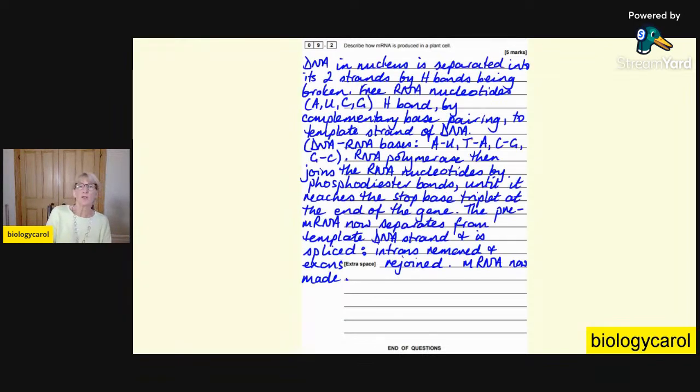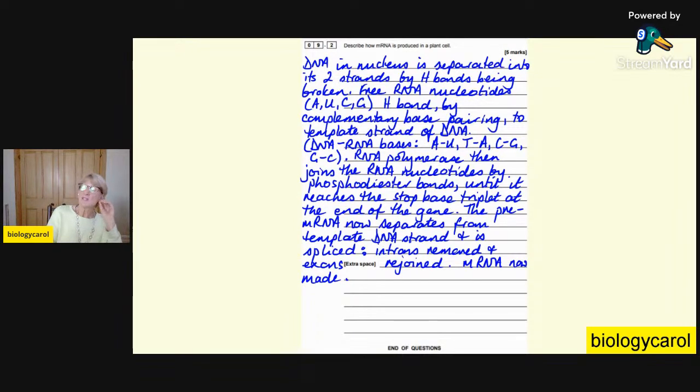So here is what I wrote. DNA in the nucleus is separated into 2 strands because of hydrogen bonds being broken. Free nucleotides, RNA ones, I give the initials, that's a bit risky, probably should have written them out at least the first time. By complementary base pairing, they bond to the template strand of the DNA. I did spell out in abbreviations how the bonding happens. And I spent a few seconds working out how to do that very succinctly without writing too much.